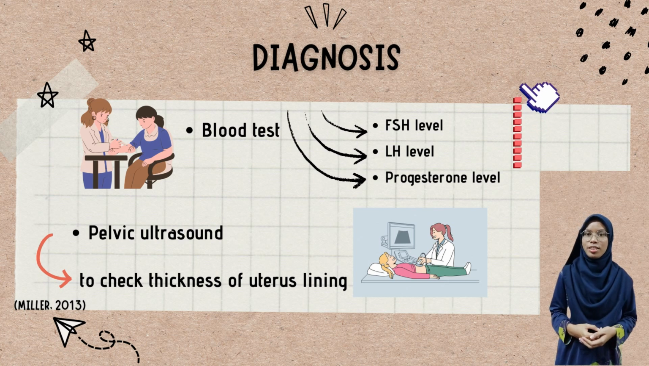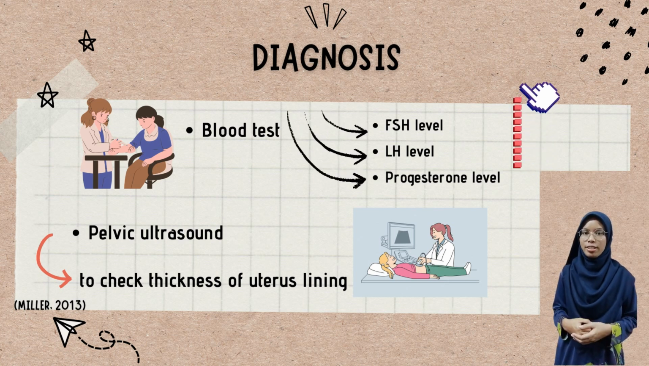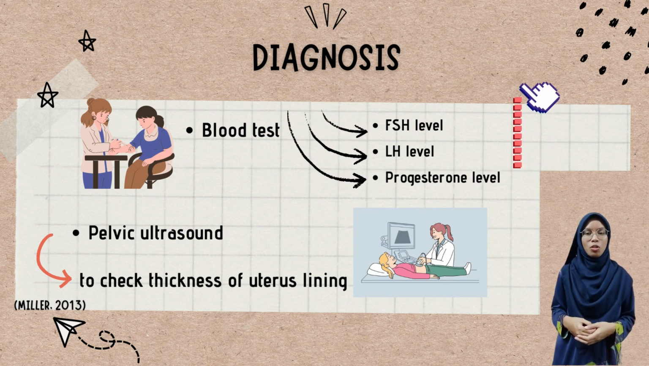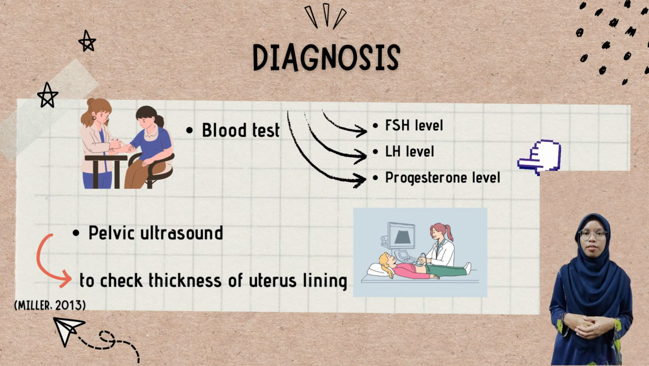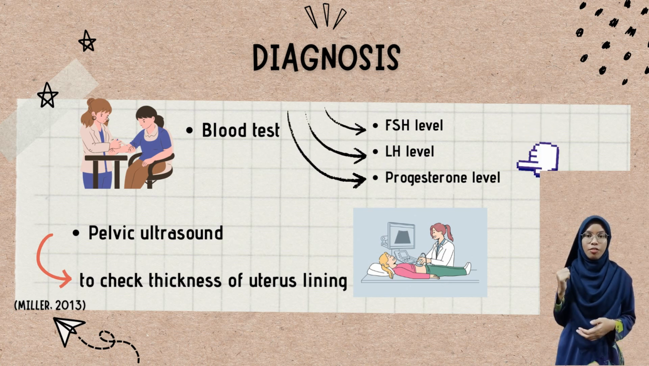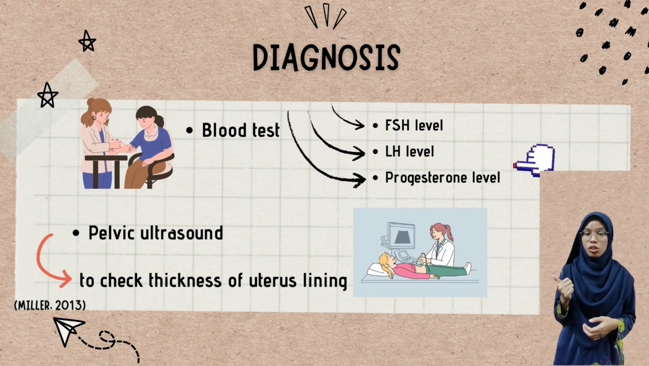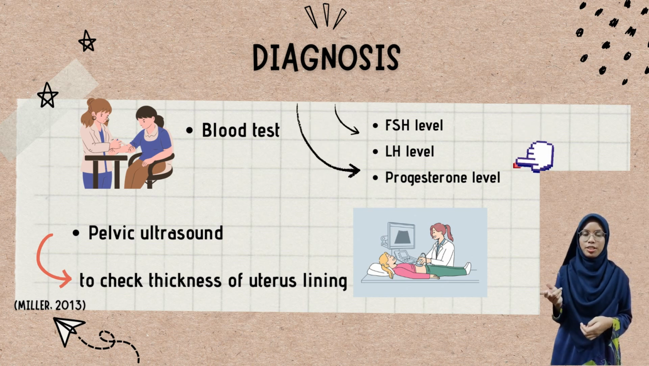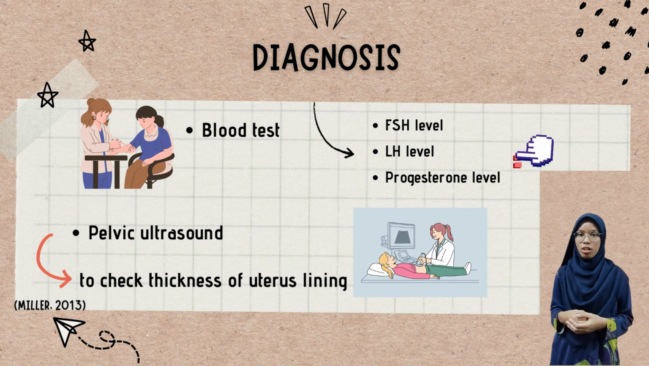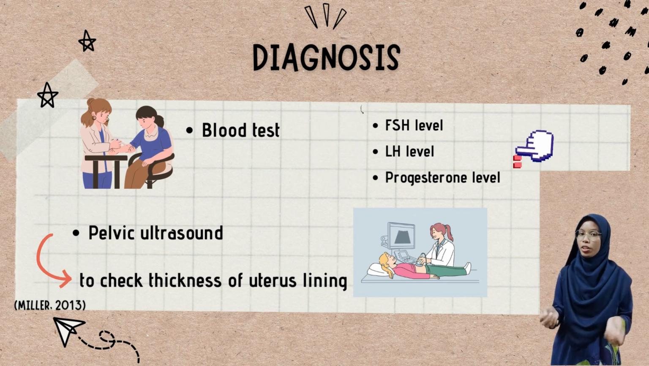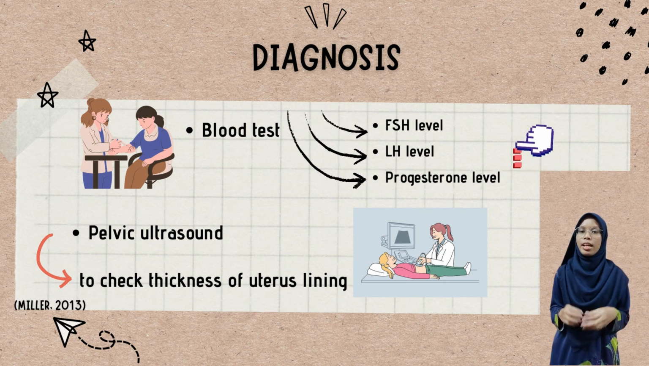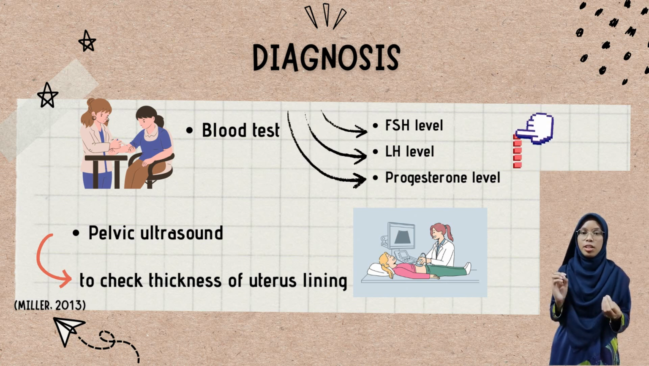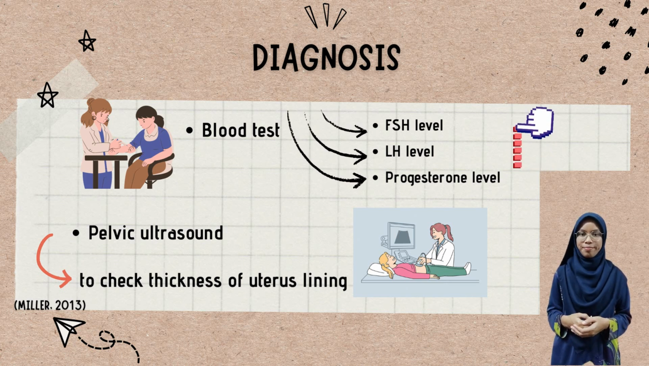I will continue with the diagnosis suggested for luteal phase defects. Firstly, doctors may suggest taking blood tests in order to measure the levels of several hormones, such as FSH, which is follicle-stimulating hormone, luteinizing hormone LH, and the level of progesterone. This is because a luteal phase defect can occur when the ovaries don't release enough progesterone or the uterus lining does not respond to the hormone.